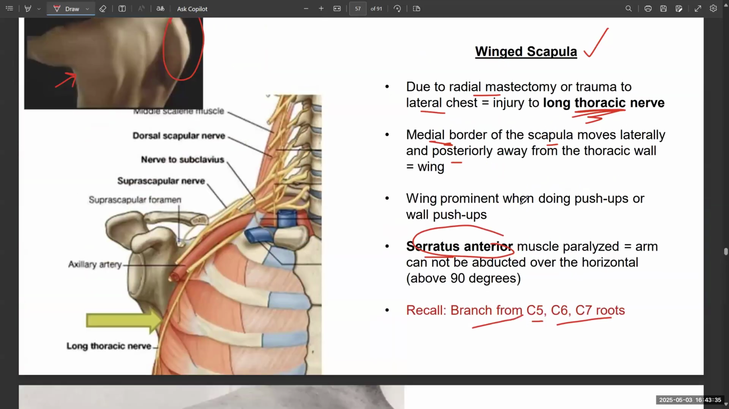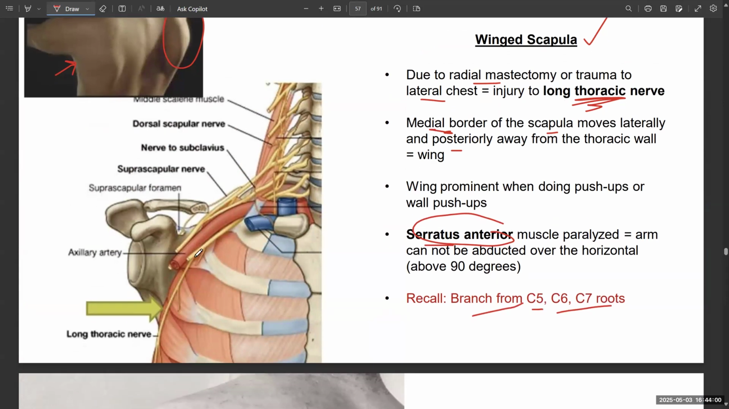And also, this wing is prominent when doing push-ups or wall push-ups. If you ask somebody to lean against the wall and do a push-up, you're going to see that the wing is very prominent. And if the serratus anterior is paralyzed, you also have another sign: the arm cannot be abducted over the horizontal. So if you ask a patient to abduct his arm over 90 degrees, he cannot do it because the serratus anterior is paralyzed. So this is the long thoracic nerve going down.